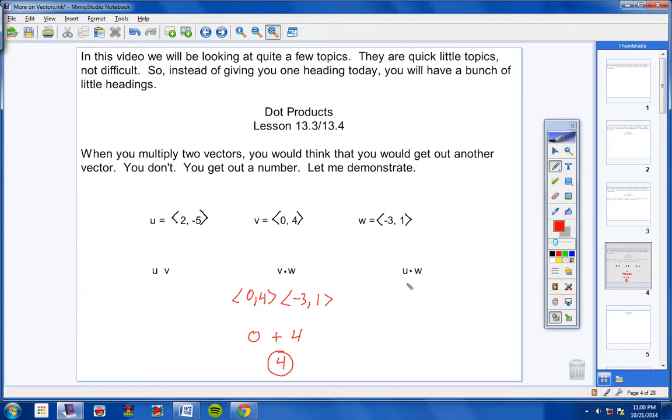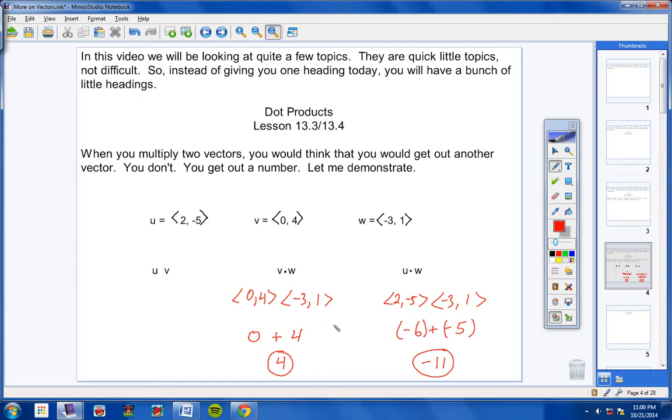Now the dot product of u and w. Vector u is 2, negative 5, and vector w is negative 3, 1. Hopefully I copied those correctly. 2 times negative 3 is negative 6. Negative 5 times 1 is negative 5. We add those two together, negative 6 plus negative 5. So the dot product of u and w is negative 11. Make sure you can do these pretty quickly. They're easy. Make sure you know how to do these quickly.